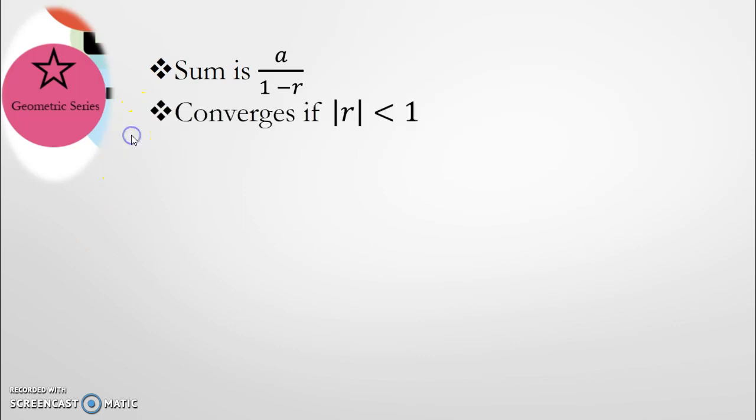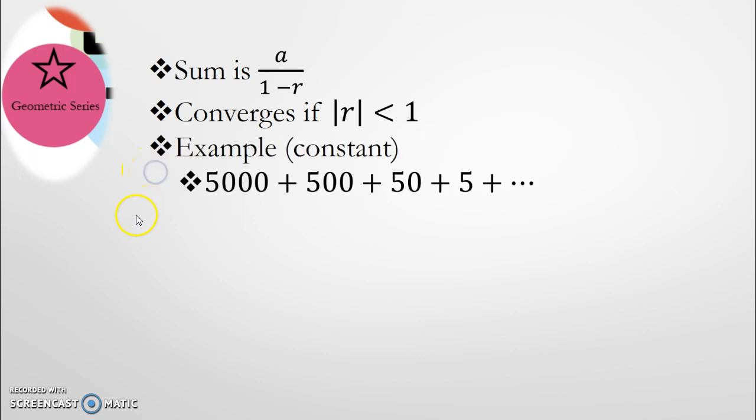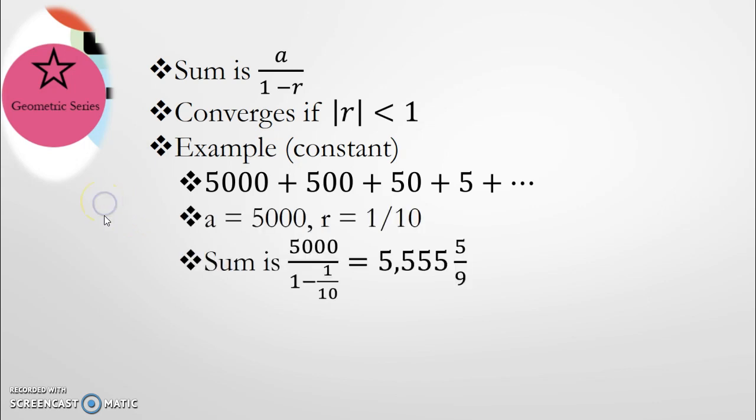Geometric series are series where your terms have a common ratio. The sum for a geometric series, even if it's infinitely many terms, is going to be your starting amount over 1 minus that ratio. It converges as long as the absolute value of r is less than 1. So here's an example of a geometric series. Since a is 5,000 and r is 1 over 10, looks like we have a converging geometric series here using that a over 1 minus r formula.